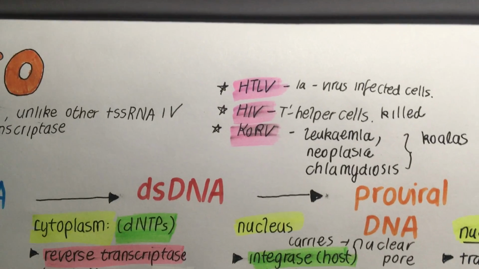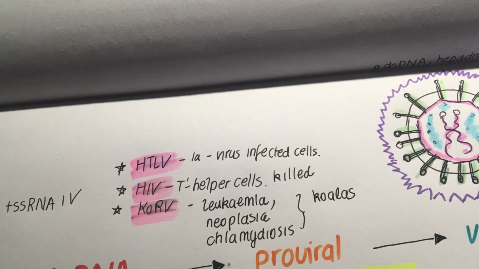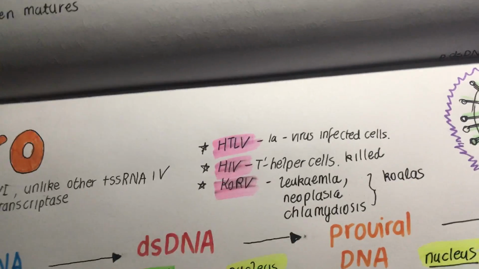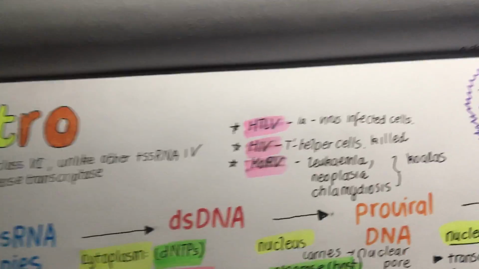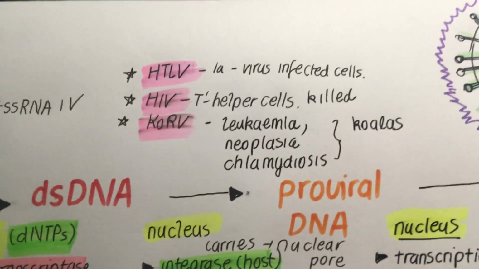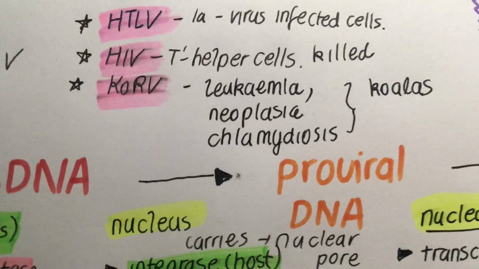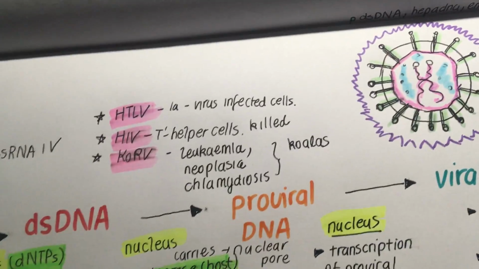or human T lymphocyte virus, or the human immunodeficiency virus, and also the koala retrovirus, which causes leukemia, neoplasia, and chlamydiosis in a lot of koalas, especially in the southern region.